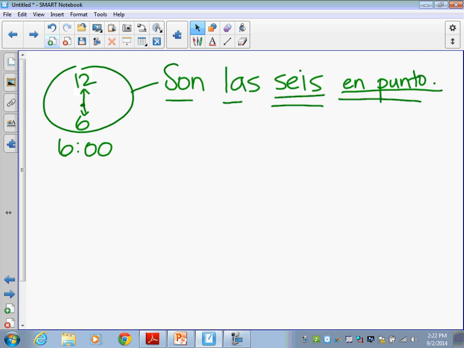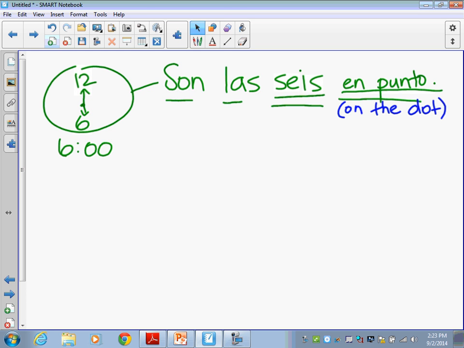If it was 2 o'clock, it would be son las 2 en punto. If it was 5 o'clock, son las 5 en punto. En punto means on the dot. So this would be at the top of the hour, okay? On the dot. Son las 6 en punto.